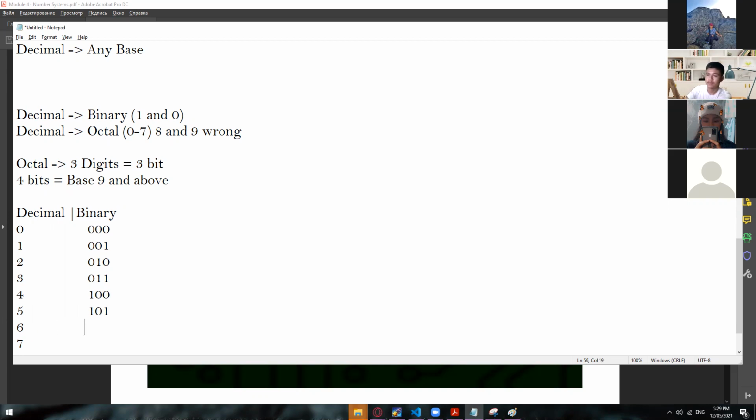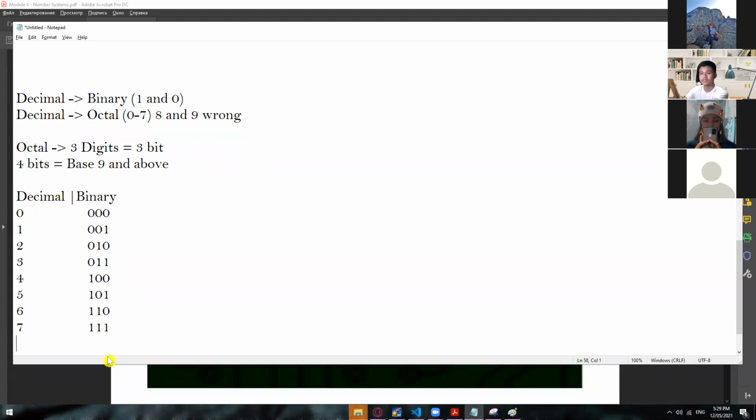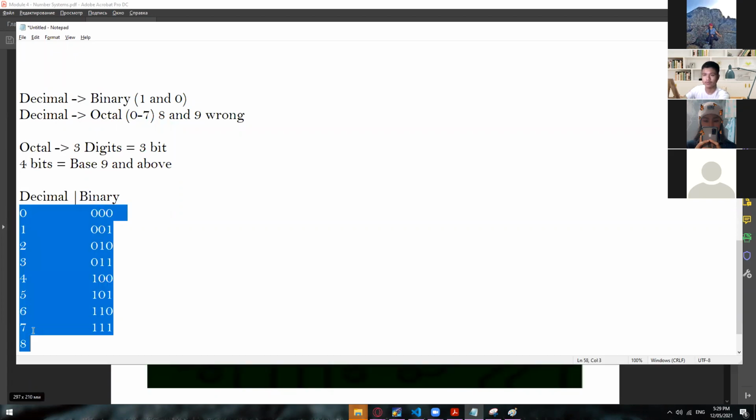And then for 6 we need 1, 1, 0. Yeah, 1, 1, 0 only. And then for the 7 we have 1, 1, 1. So everything is activated. So once we reach 8, okay, this one is not octal anymore. Octal is only ranging from 0 to 7.